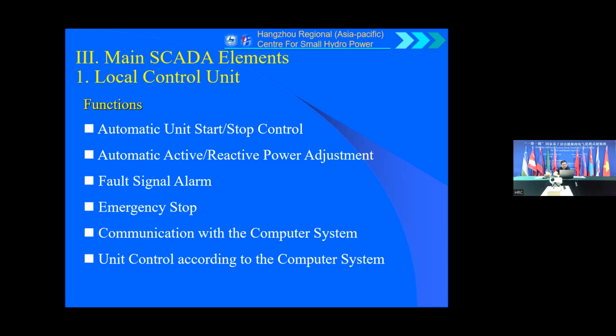That is, we have another sequence to stop the unit. And communication with the computer system, and also unit control according to the computer system. We should communicate with the computer, receive the commands from the computer, and operate according to the commands.